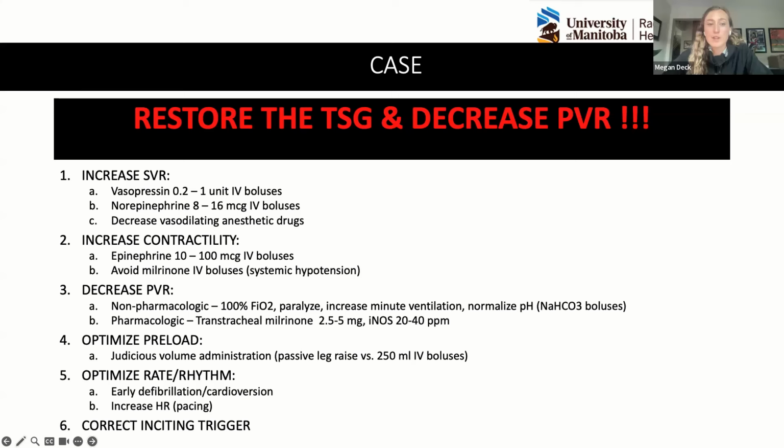We could consider optimizing our preload with either a passive leg raise or a small 250 mL IV bolus to see if that helps. But again, I'd be very cautious with this, and ideally do it under echo guidance if you have the skill. And then optimize our rate and rhythm if the patient was in any arrhythmia, early cardioversion, and if you have the ability to transcutaneously pace or up their heart rate pharmacologically, you could do that. And then, of course, correcting the inciting trigger.